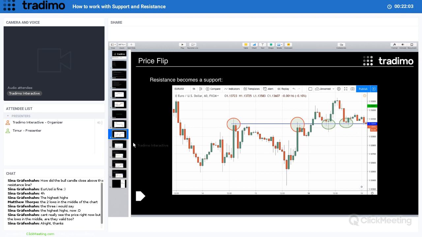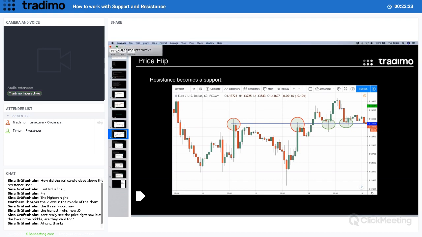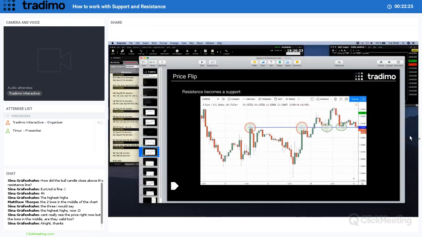Okay, so what I want to tell you here is if a support or a resistance level is broken, then it doesn't necessarily mean that it is no longer important to you. Yeah, for example, we had this example with the candle in the chart.